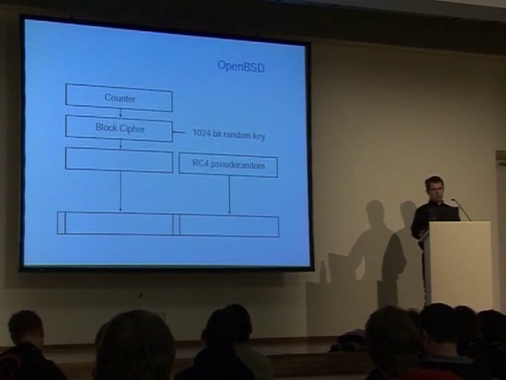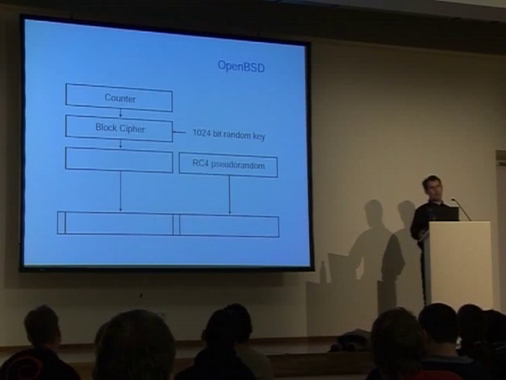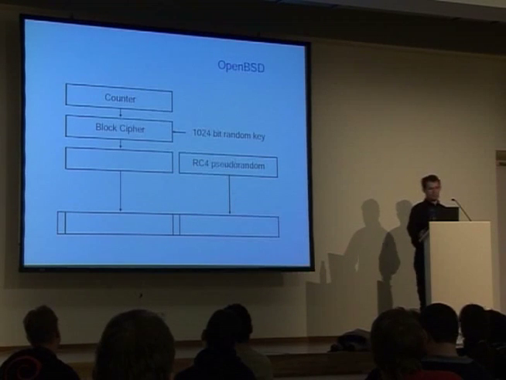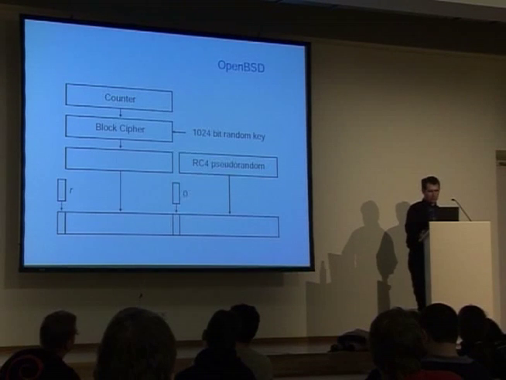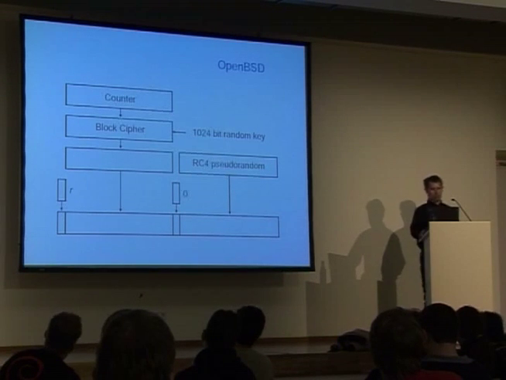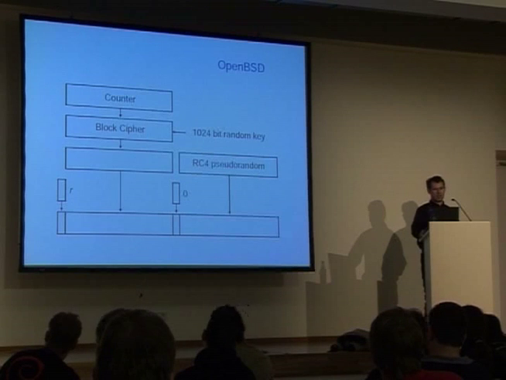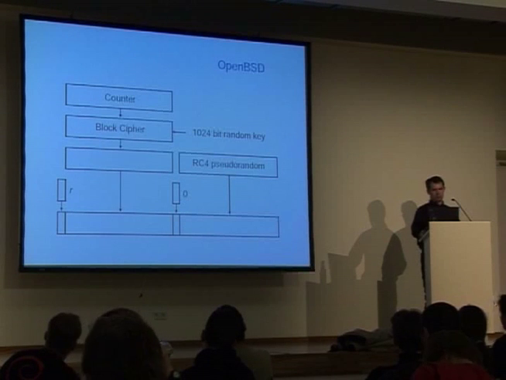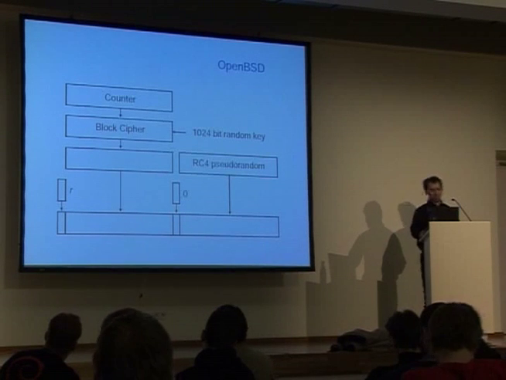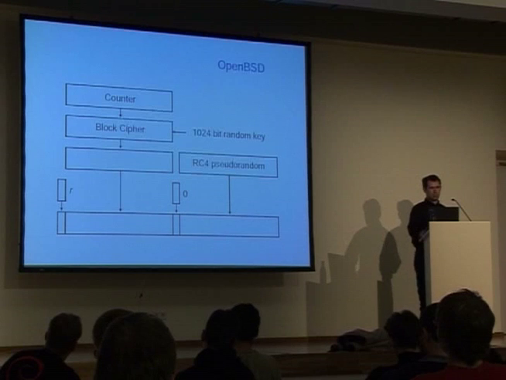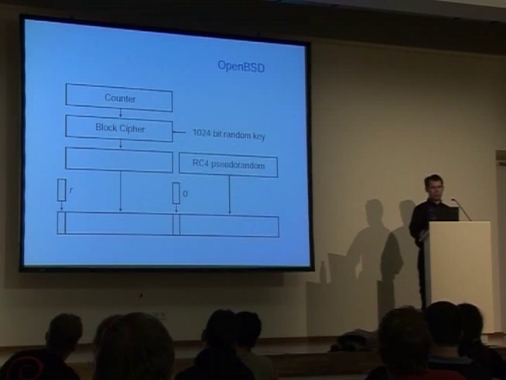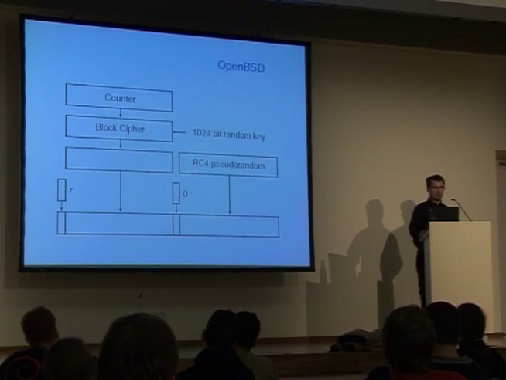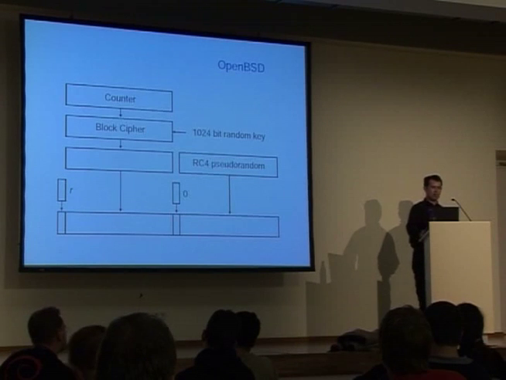Just like Linux, it rekeys also every five minutes. And that's what the top bit is for. The rekey, rather than a counter, it's just a bit. And this means that when a rekey happens, you will never have two outputs that are very close to each other. The bottom half is replaced with some output of RC4, which is the random number generator that OpenBSD uses.